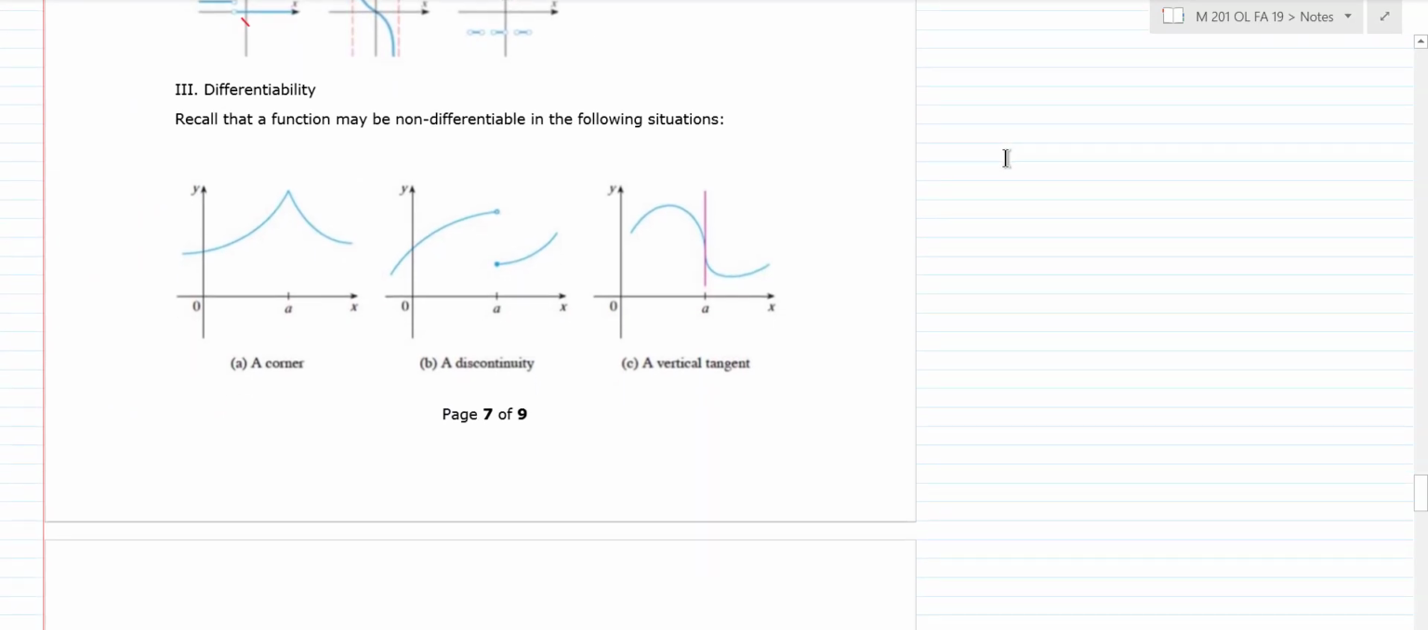Last thing is a couple of quick notes about differentiability, which we talked about in the previous section. A function is non-differentiable generally in these situations. If you have a sharp point, we also call that a cusp. Sometimes you hear that called a corner. I usually call that a cusp. If you have a place where you're discontinuous, and the other place would be if you have a vertical tangent line. So remember, a derivative is the slope of a tangent line. If you have a sharp point, then it's not possible to draw a tangent line on that.